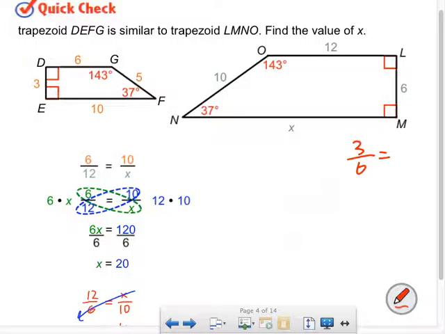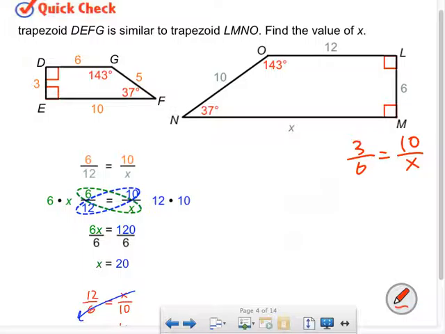Now look, if you put 3 over 6, you chose the 3 from the small shape, right? Okay. And then you have to put the 10 from the small shape over the x. Okay? Yep. That's correct. Are we good?